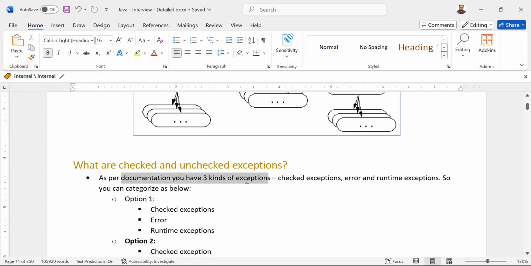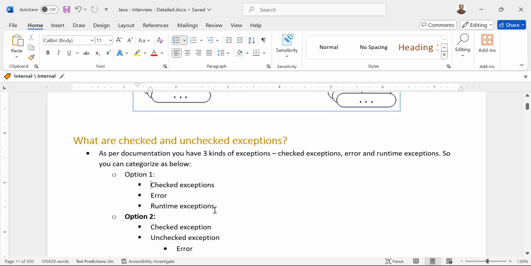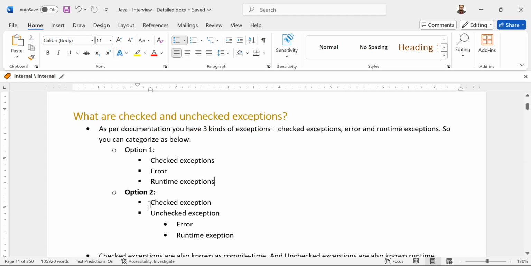As per the Java documentation, there are three kinds of exceptions. First is checked exception, then error and runtime exception. This is not how we commonly talk about exceptions in Java. We commonly talk about exceptions in Java as either checked exceptions or unchecked exceptions, and unchecked exceptions are further classified as error and runtime exception.